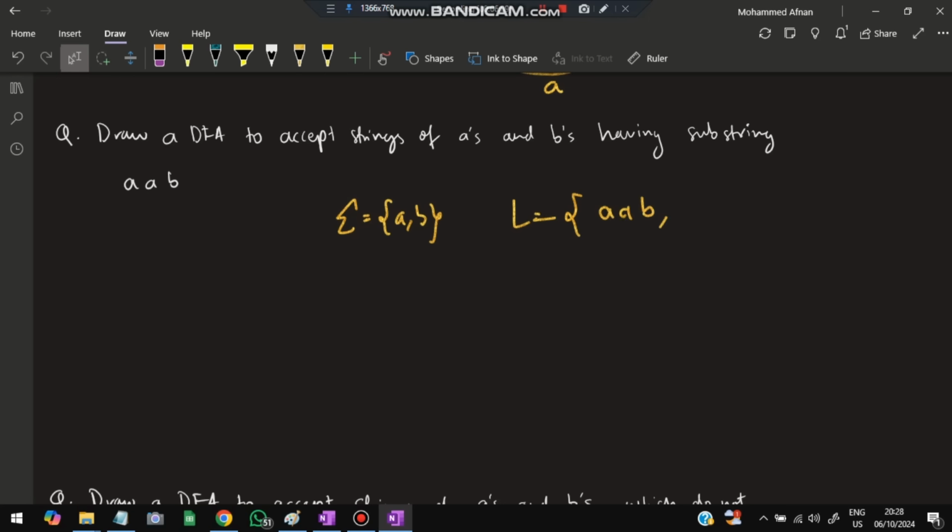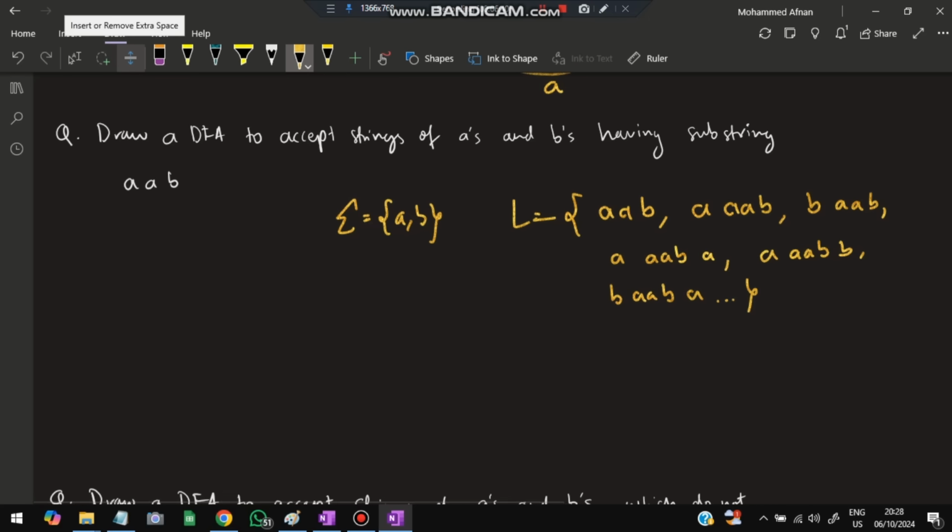Now, this is a substring means in starting part, I can have A, then AAB. I can have B, then AAB. I can have AAB, then A again. This is one string. AAB, and then B. This is also one string. I can have B, AAB, and A. Like that, I can form many strings. The thing is, AAB should be in between. This is the least string.